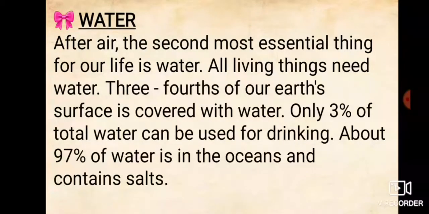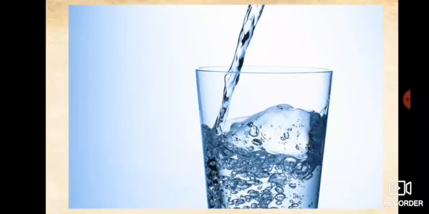Water. After air, the second most essential thing for our life is water. All living things need water. 3/4 of our Earth's surface is covered with water. Only 3% of total water can be used for drinking. About 97% of water is in the oceans and contains salts.